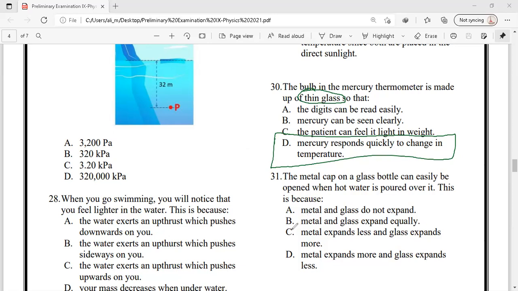So metal expands more and glass expands less. The reason is metal is a good thermal conductor while the glass is the insulator. Metal ज़्यादा expand होगा, glass कम expand होगा, जिसकी वजह से हम इन दोनों को आसानी से लूज कर सकते हैं.